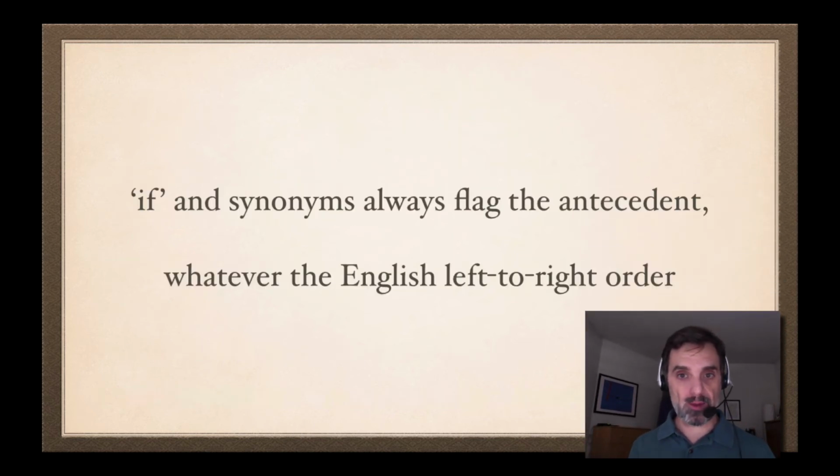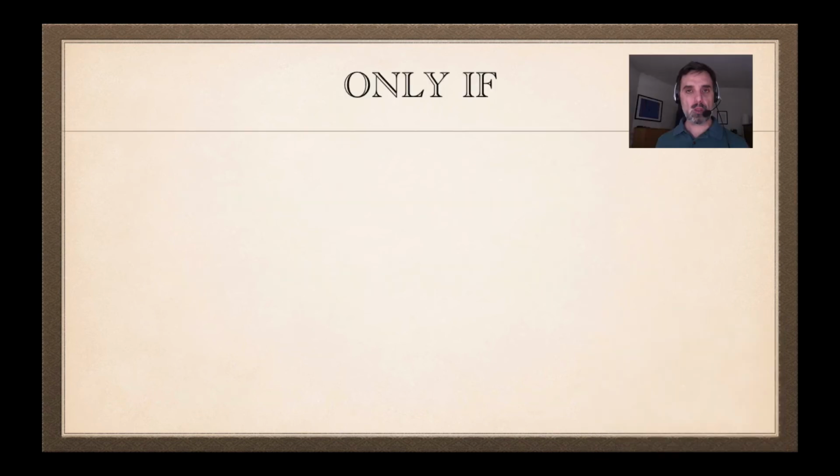So what we want to remember about this is if and its synonyms, like given that or what have you, they always go with the antecedent. They flag the antecedent, whatever the English left to right order is. English left to right order doesn't matter. What does matter is what does the if attach to. The other variant we're going to study is only if.